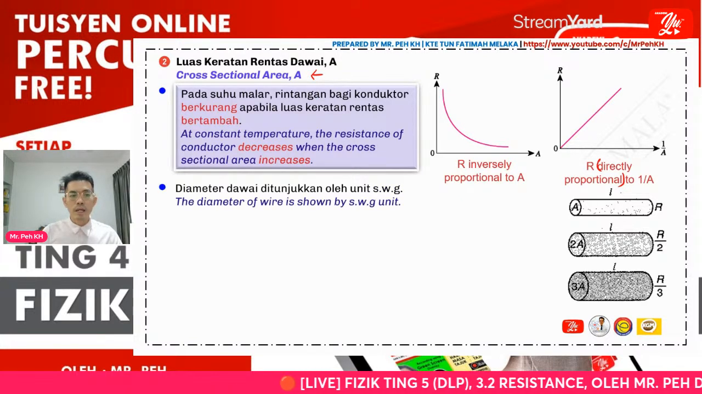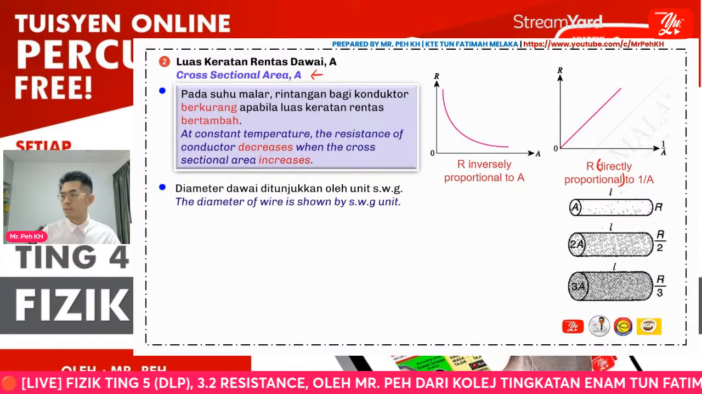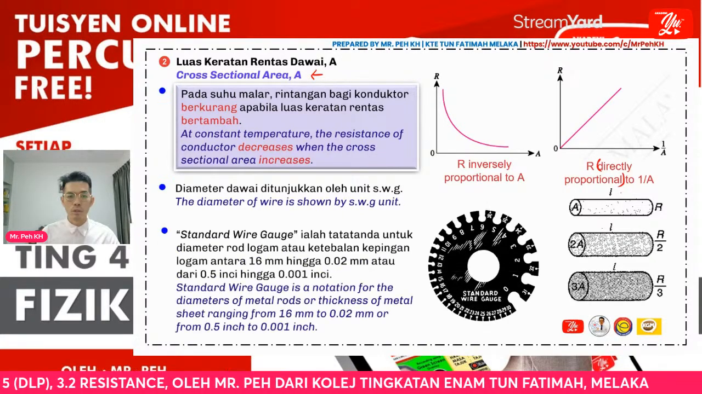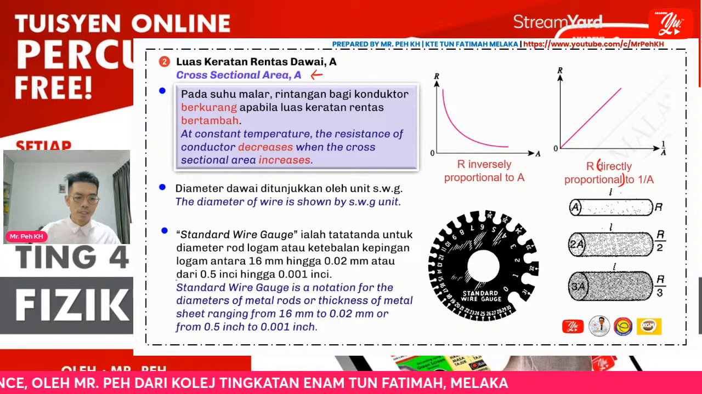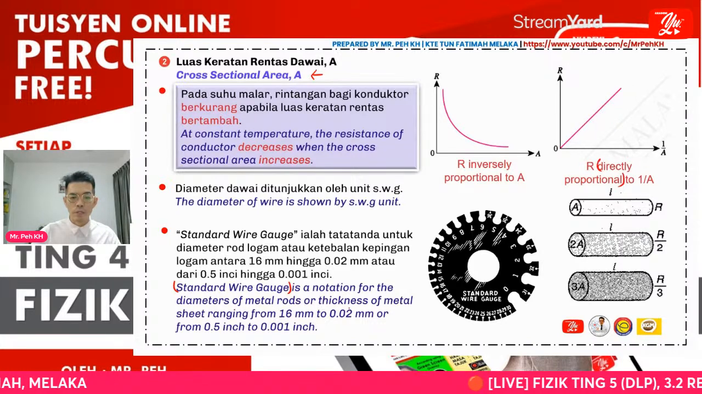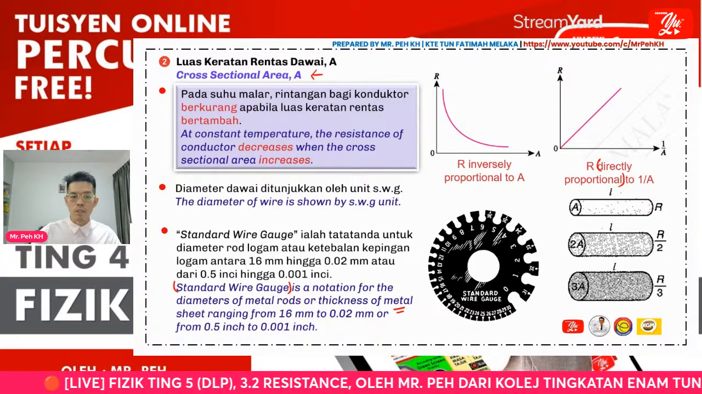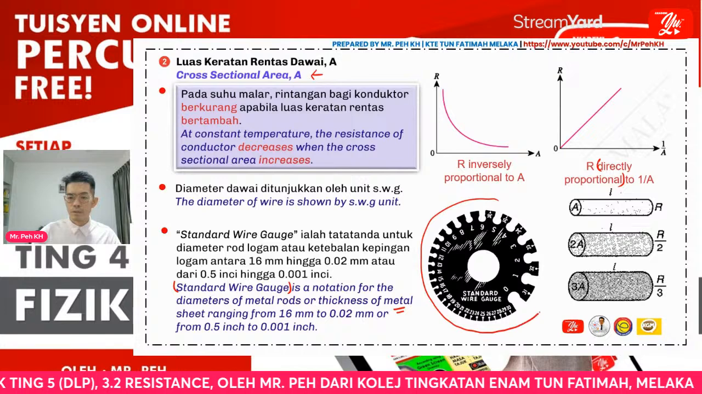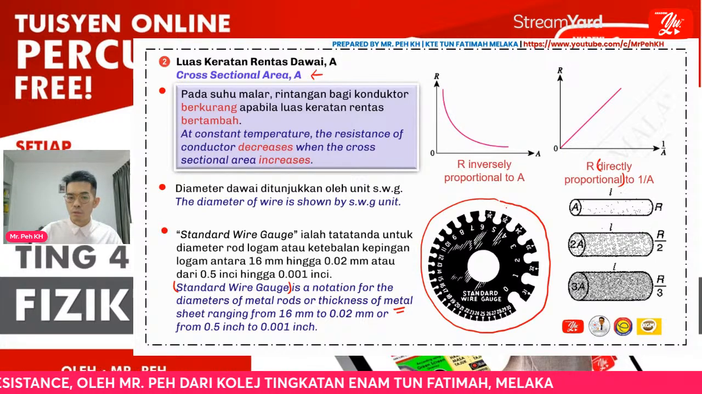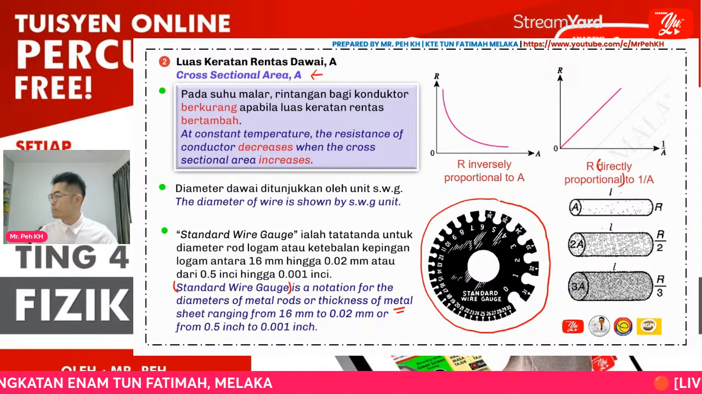Okay, so the diameter of wire is shown with the SWG unit. What is the SWG? This is the standard wire gauge. It is a notation for the diameter of metal wire or thickness of metal sheet, ranging from 16 mm to 0.02 mm. You can observe the tools used here to measure the diameter of the wire.